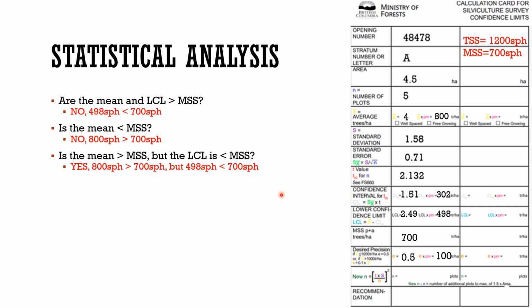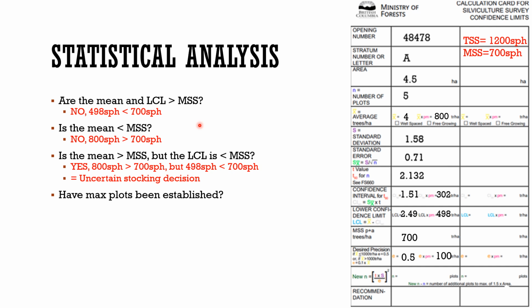Our mean is 800, the MSS is 700, and our LCL is 498. Given that, we have an uncertain stocking decision. So we have to keep working through the additional steps listed in the survey manual. When you have an uncertain stocking decision, you then have to check if max plots have already been established.